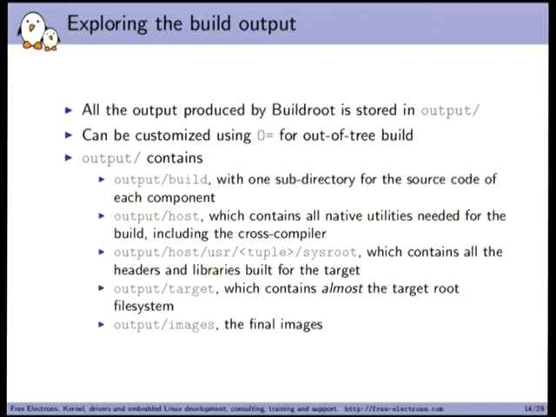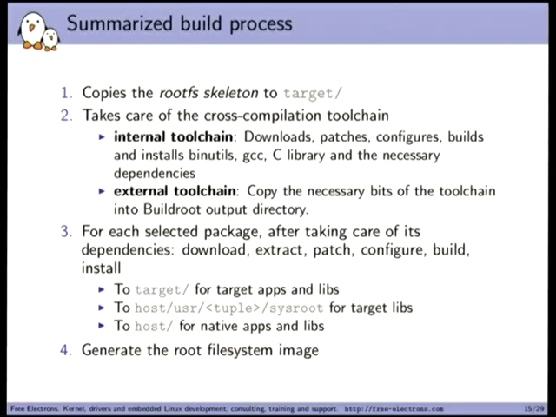Output/target contains almost the target root file system. So why almost? It's because Buildroot does not run as root, so we cannot completely create the root file system. The permissions and the file ownership are wrong, but we fix that up later when we create the real images, so this directory cannot be used directly as the root file system, but it's really almost like it. And then, as I said, output/images is where you find the final images that are interesting.